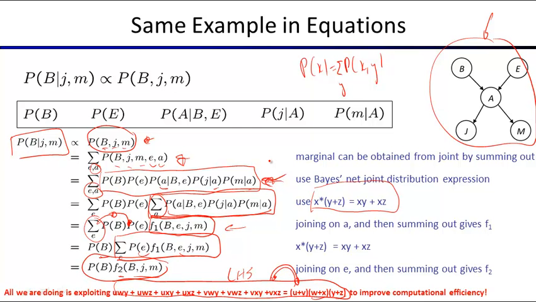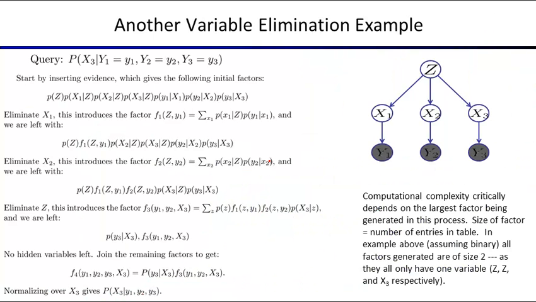Any questions about this? This is really the proof by example that variable elimination is a correct procedure. Yes? How much better is it? Good question. We'll get to that. Any other questions? So let's see how much better this can be by looking at another example here.